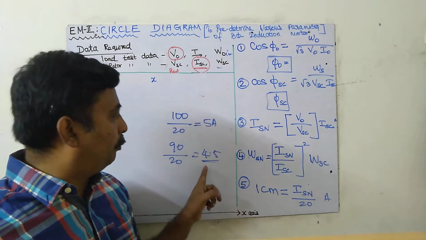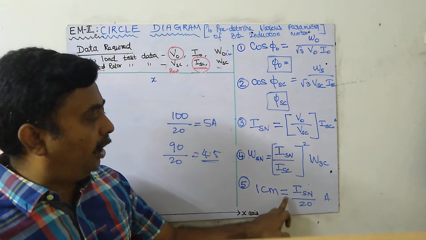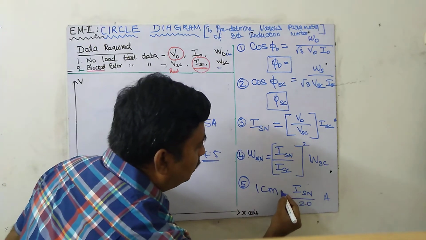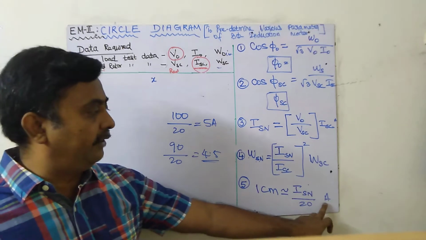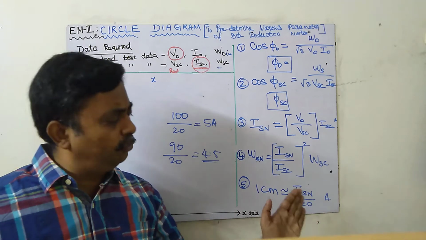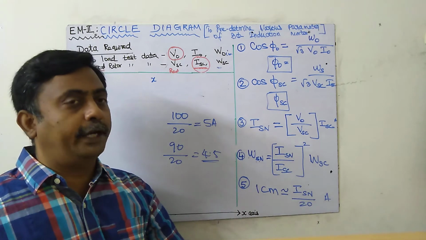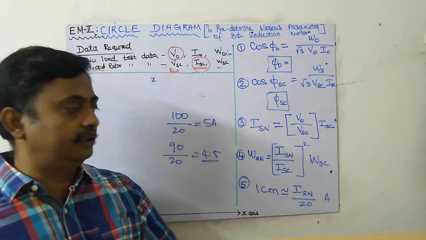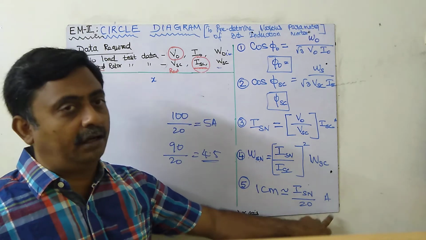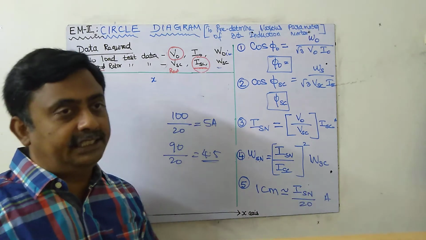Accurately, it is not necessary. It will be almost equal to ISN divided by 20. Suppose here I am getting 4.9, 4.8, go for 5. If it is 4.1, 4.2, go for 4. If it is 9.1, don't take it like this. Either take it as 9 or 10. Yes, take an integer value. This is the 5th step.